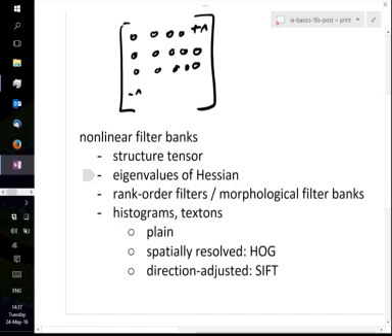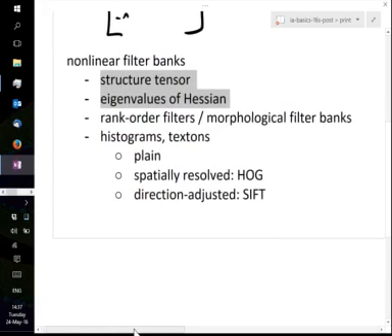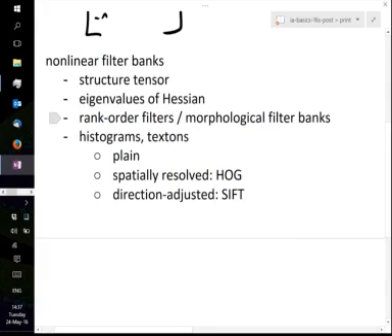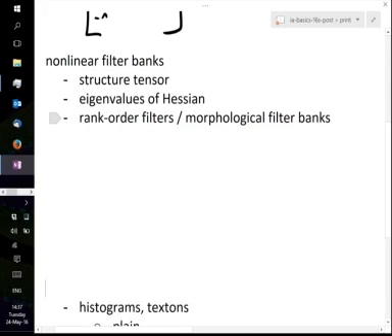Then there are nonlinear filter banks. I've shown you two examples, the structure tensor and the eigenvalues of the Hessian. There is a large class of filters that we have not talked about at all, namely rank order filters. A rank order filter, let me introduce it to you by example. Let's say we are considering a 3x3 neighborhood.